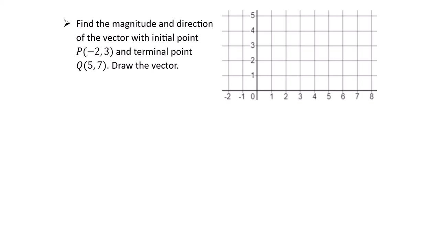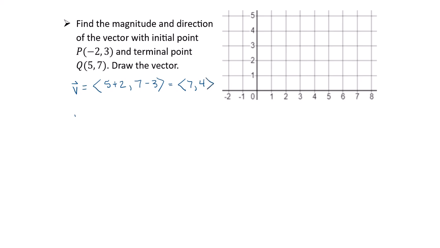Find the magnitude and direction of the vector with initial point P (-2, 3) and terminal point Q (5, 7). Draw the vector. First, let's go ahead and find the position vector so that we have our a and b values. So vector v will be 5 minus -2 and 7 minus 3, which results in the vector <7, 4>.